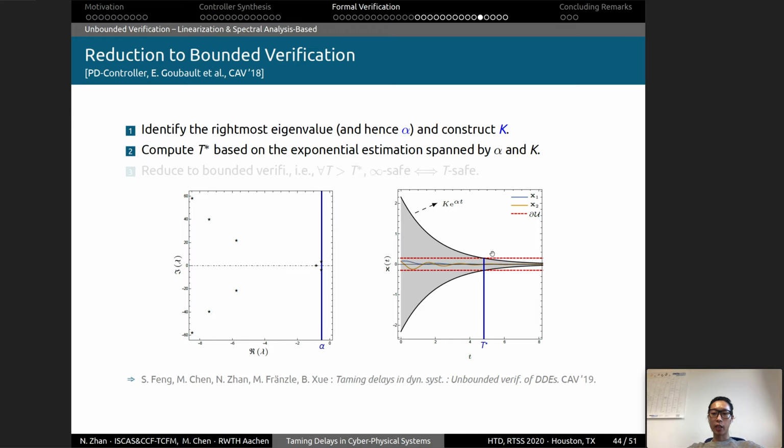And this is the key, that we can reduce the unbounded safety verification problem to a bounded one, because now in this case, we only need to consider a bounded verification from t equals 0 up to T star. That is what it means. Infinite safe is equivalent to T safe for every T larger than this threshold T star.